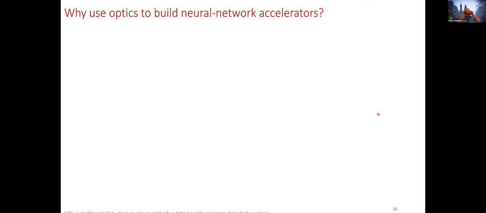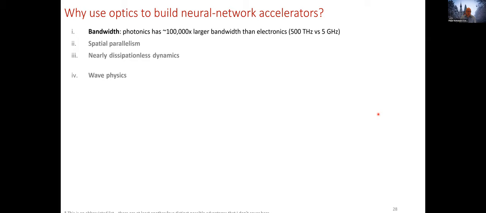So why would you use optics to build neural network accelerators? Now that I've painted this picture of electronics being really, really performant, why would we try to use optics to build neural network accelerators? There are a few reasons, and I've listed a couple of them here that I'll go through briefly. The first, maybe quite a striking difference between photonics and electronics, is that in principle, there's about 100,000x larger bandwidth accessible to you in photonics than in electronics.